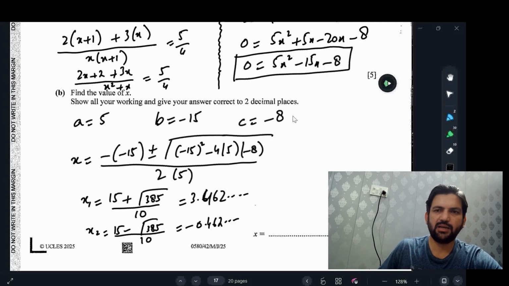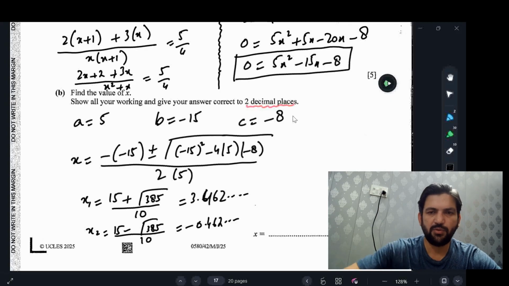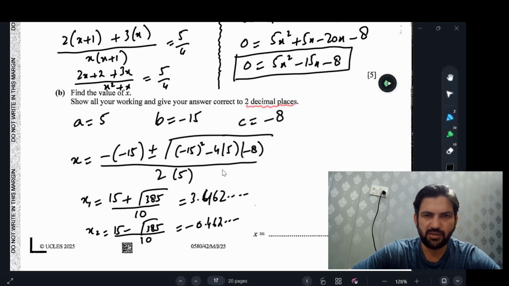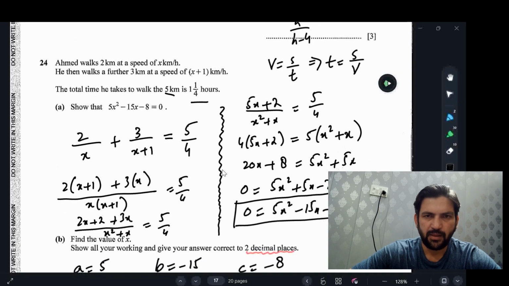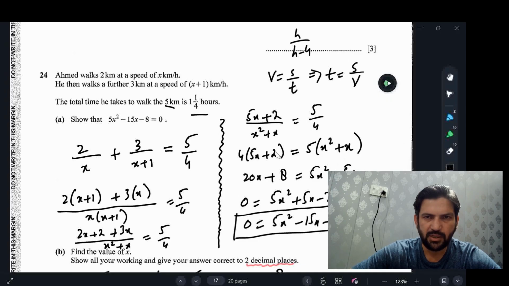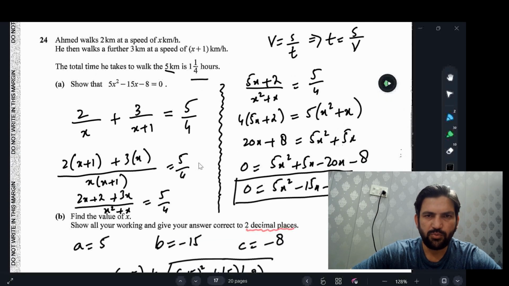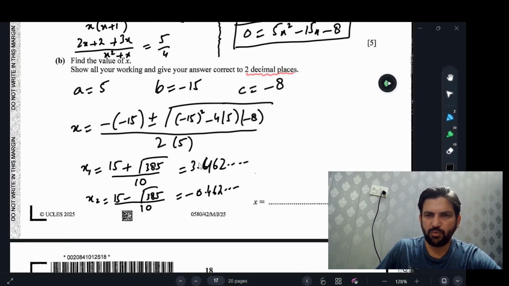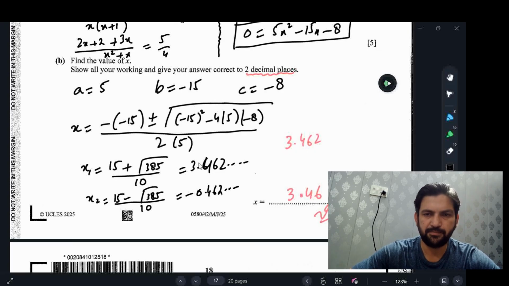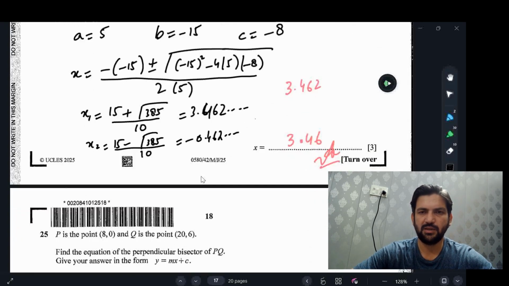Now the important point over here is that which answer will be the final answer, and they were saying that correct your answer up to the 2 decimal place. Now for 2 decimal place, first of all we have to decide that which answer will be the final answer. Actually the x was in kilometer. X was basically what? This was kilometer per hour. So we have to use the positive value. So this should be equals to 3.462. If we correct it to the 2 decimal place, this will be 3.46. This will be the final answer. I hope that the concept is clear.